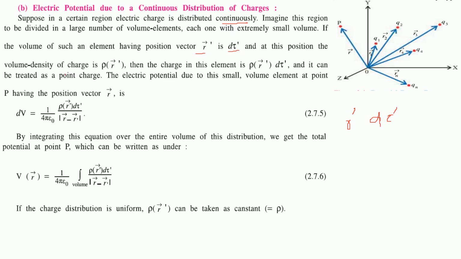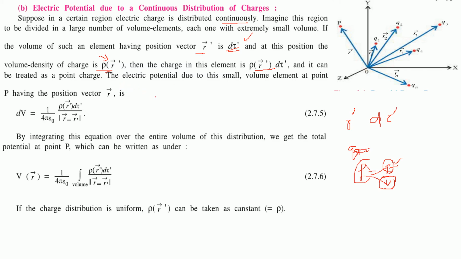At this position, the volume density of charge, say it is rho. If rho is the volume density, what will the charge be? The charge will simply be rho, the volume density, into the volume. This rho is essentially Q by V, so Q will be rho into V, and this small volume we have taken as d tau. When we multiply them, we get a charge, and this can be treated as a point charge.